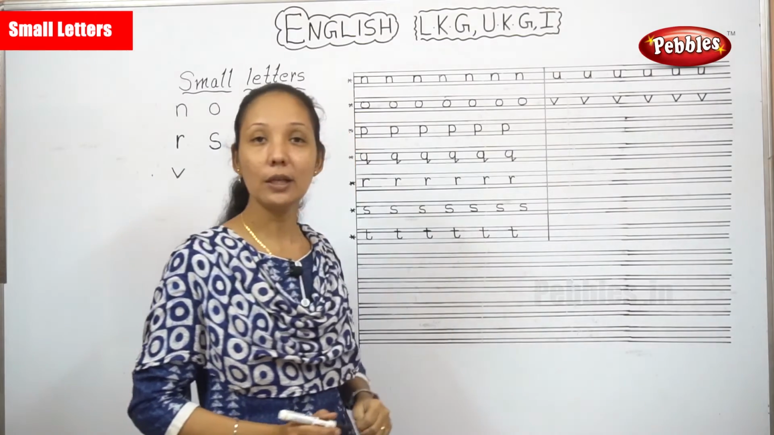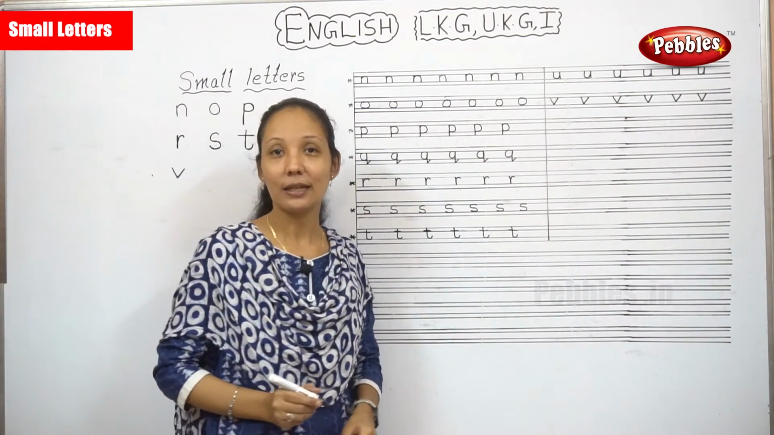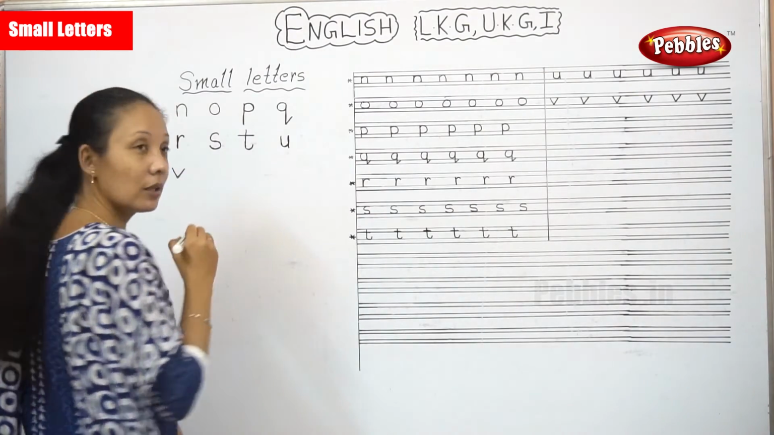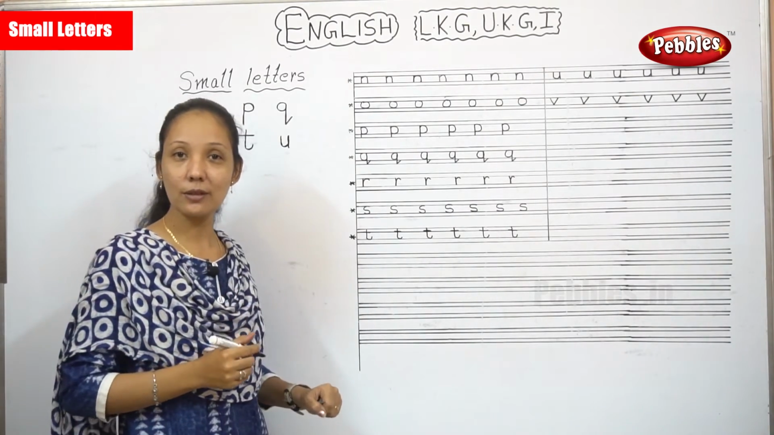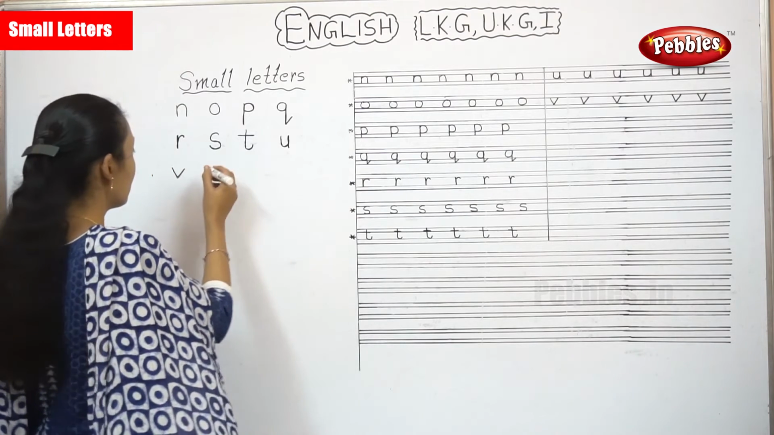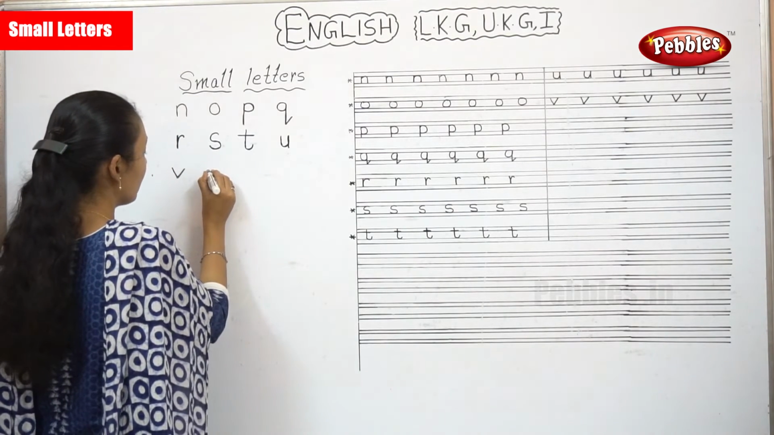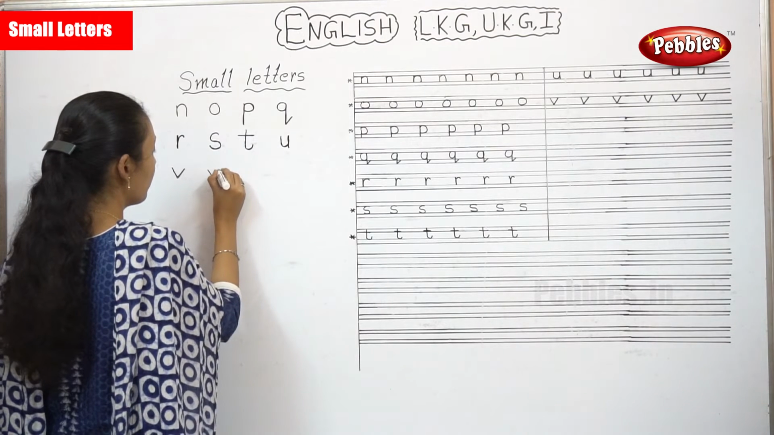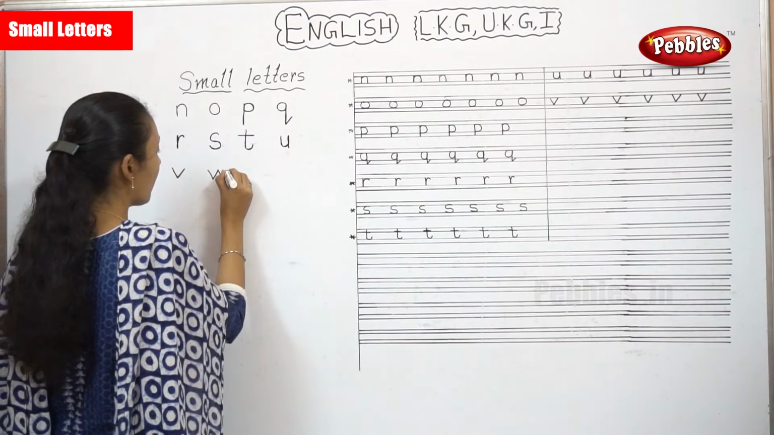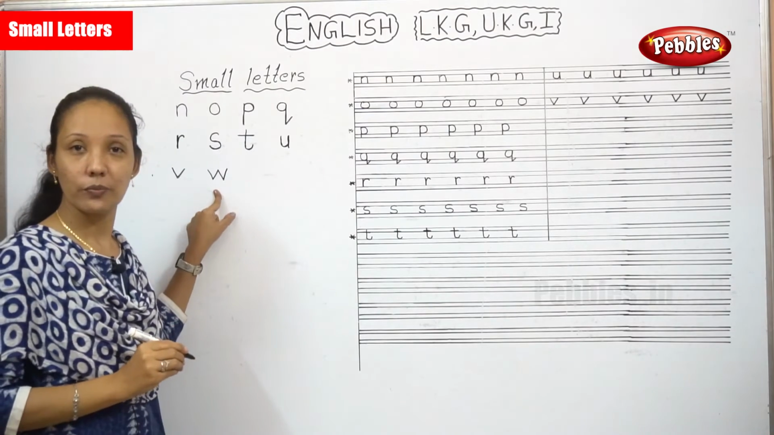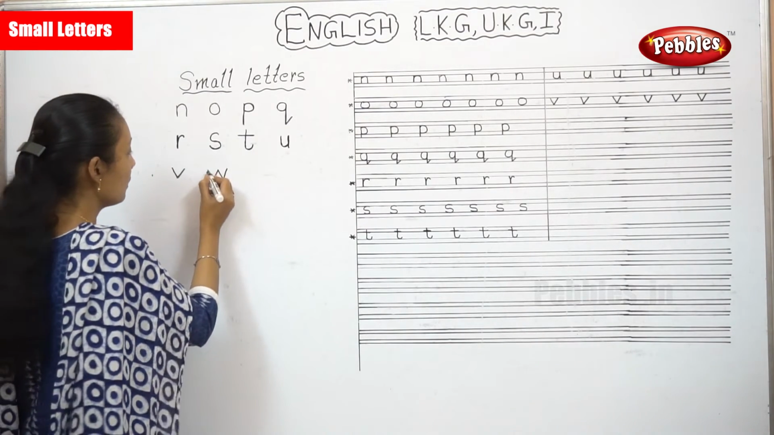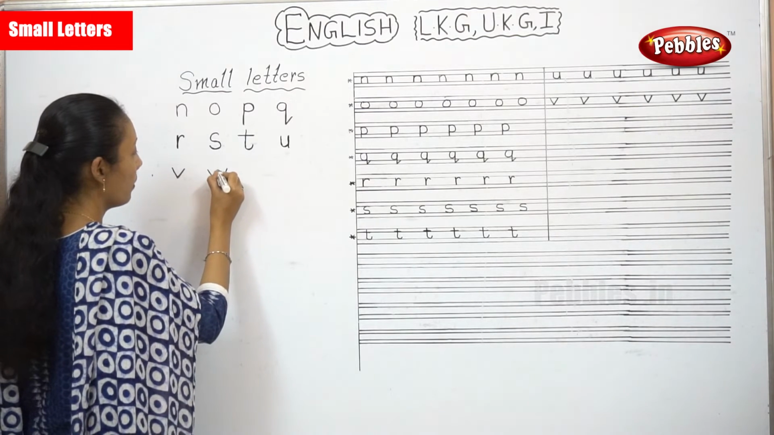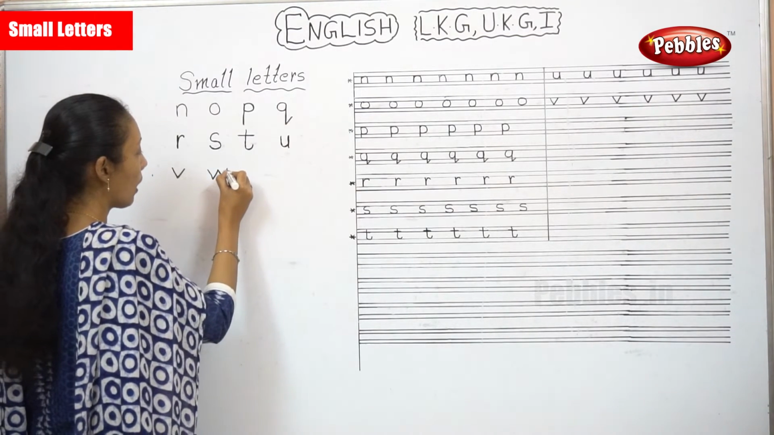Now after V, your next alphabet is, yes, W. How do you write W? Did we learn zigzag strokes, children? Yes, you remember 6 zigzag strokes. Now it's your up zigzag. Down, up, down and up. W. Okay. Once again, you will start from top, come down, go up, come down, go up.